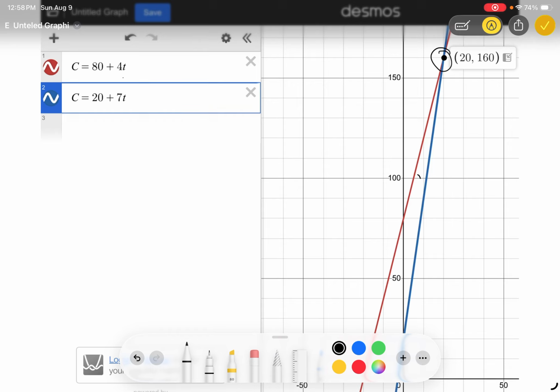We have two equations here. And the question is, what does it mean, this point where the two equations intersect each other? So the first thing we have to do is give context to these equations, right? It'd be a shame if it were just C equals 80 plus 4t. That doesn't do anything in the real world.